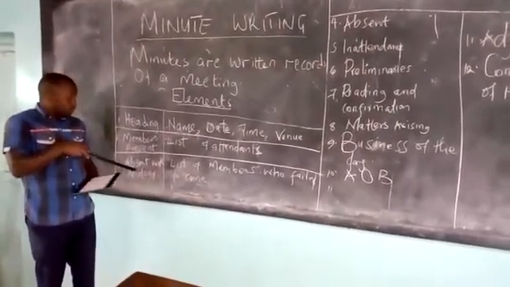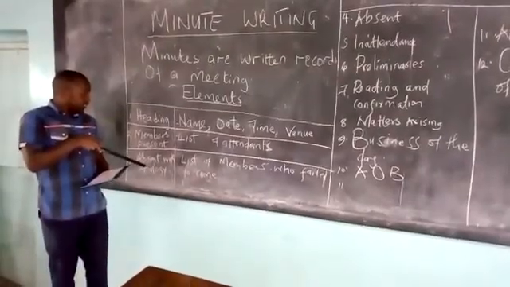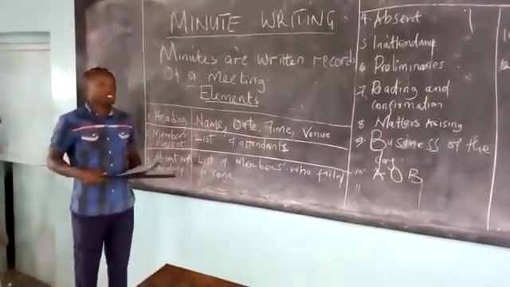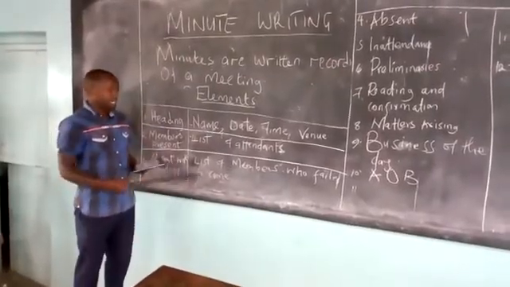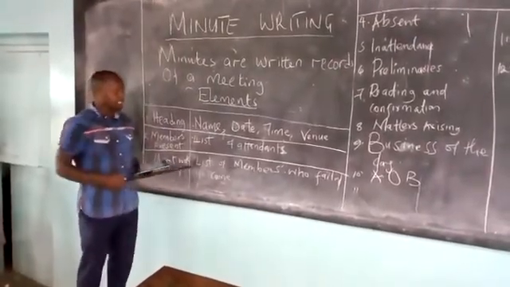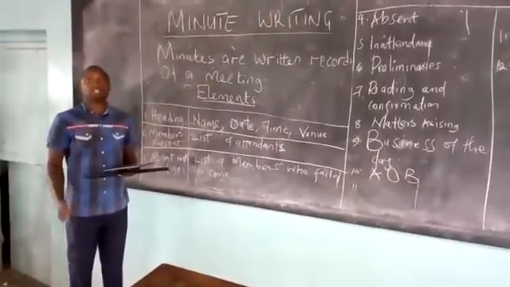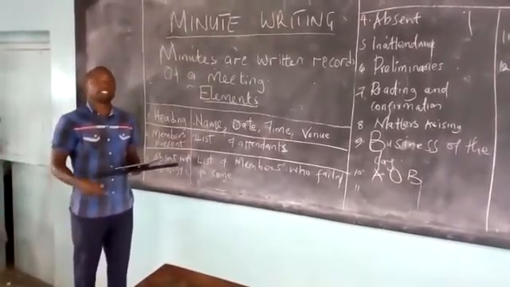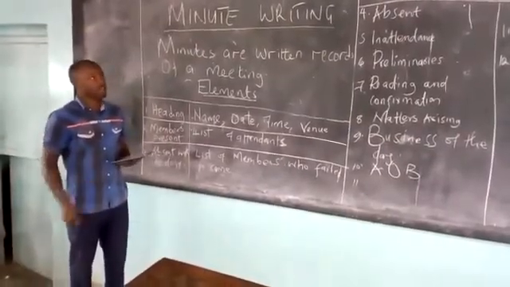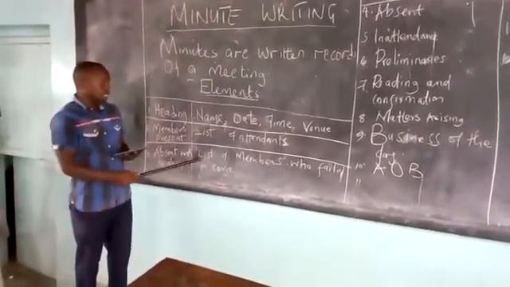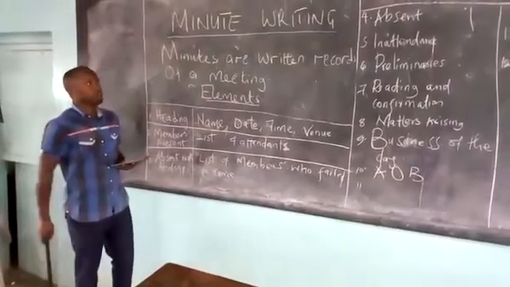After that, we go to the next item, which is absent with apology. And again, this one is a list which is numbered, and it is a list of members who failed to attend the meeting, but they sent apology, and they explained why they could not do so. Again, this one, as we have said, is in the form of a list.